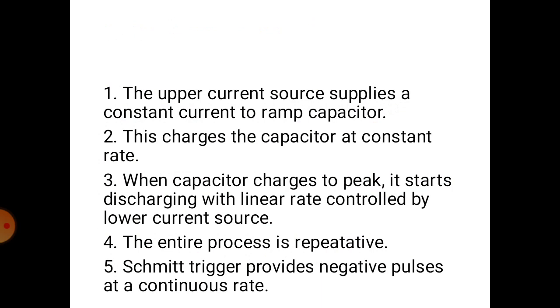The upper current source supplies a constant current to the ramp capacitor. This charges the capacitor at a constant rate. When the capacitor charges to peak, it starts discharging at a linear rate controlled by the lower current source. The entire process is repetitive. The Schmitt trigger provides negative pulses at a continuous rate.